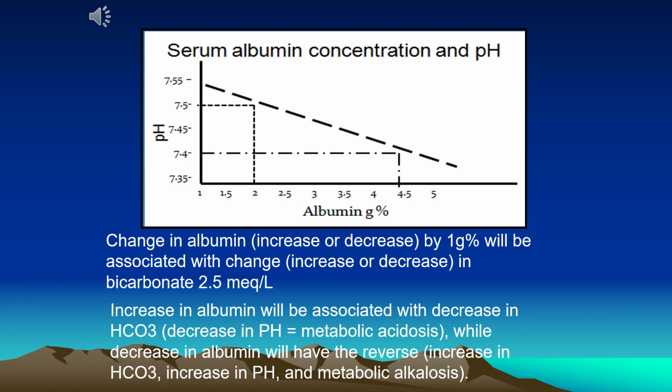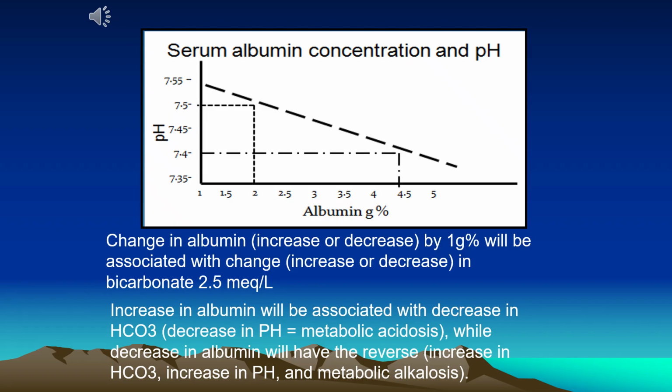This slide gives us the powerful clinical translation of all that chemistry. We can now express albumin's impact on acid-base balance as a simple, memorable rule. For every 1 gram per deciliter change in serum albumin, we see an opposite change of approximately 2.5 milliequivalents per liter in the serum bicarbonate.